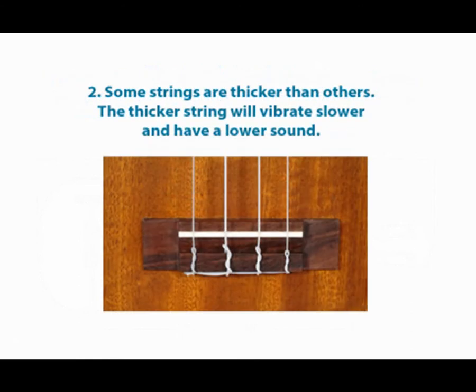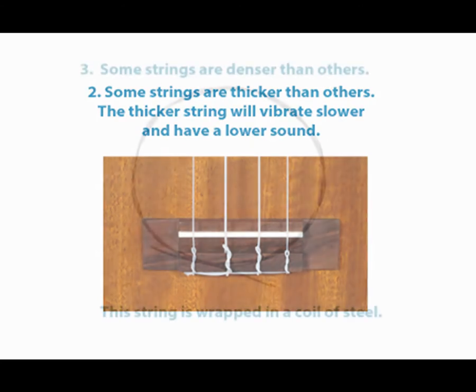Some strings are thicker than others. The thicker string will vibrate slower and have a lower sound. You notice that the left string is thinner than the string next to it. That second string has a lower sound because it is thicker.